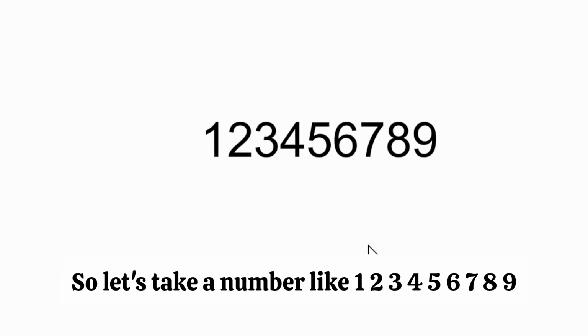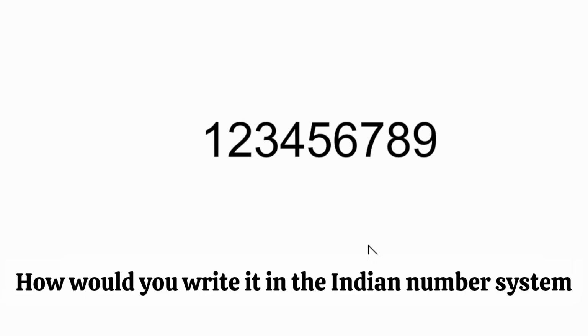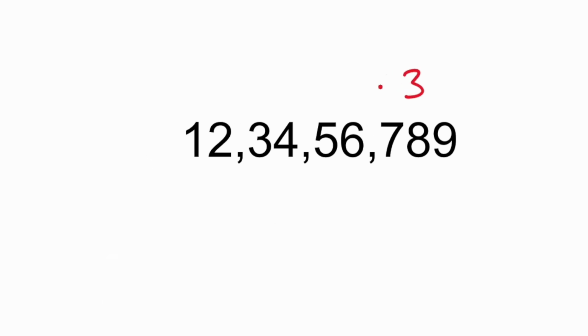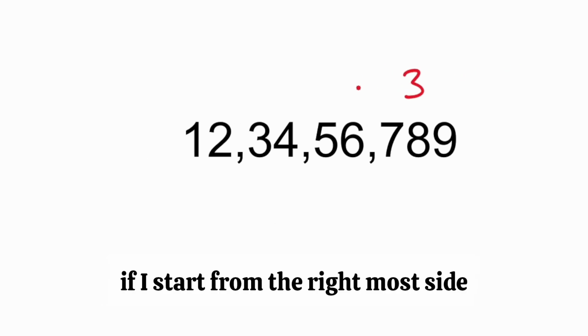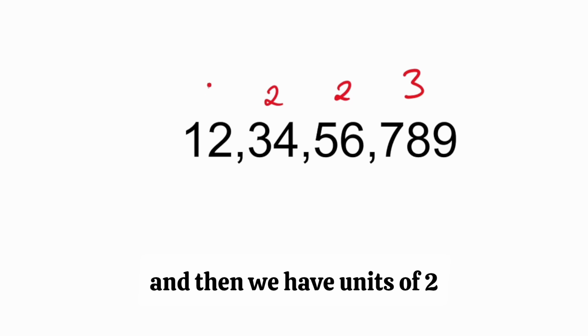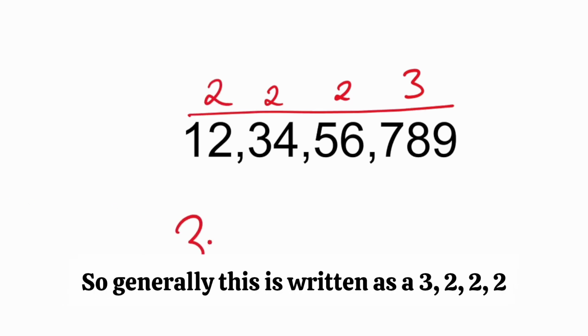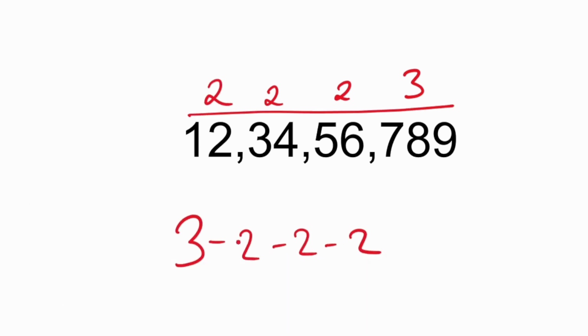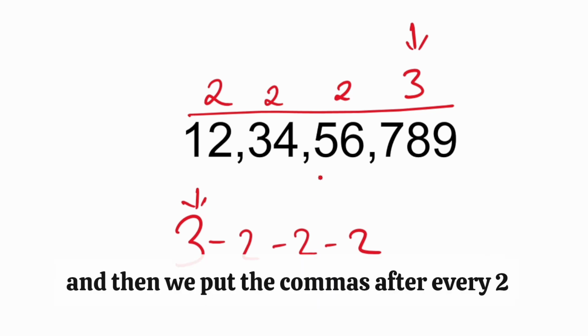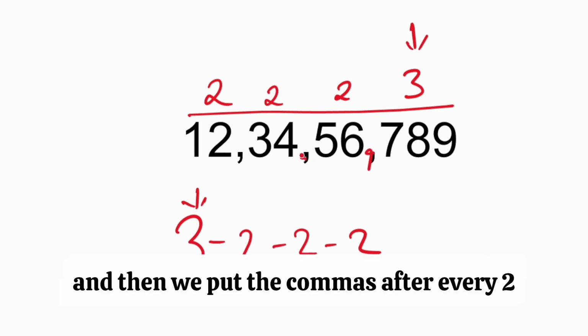So let's take a number like 1, 2, 3, 4, 5, 6, 7, 8, 9. How would you write it in the Indian number system? We will generally write it like this. So this is written as 3 if I start from the rightmost side, and then we have units of 2. So generally this is written as a 3, 2, 2, 2. Remember, this is the rightmost, and then we put the commas after every 2.